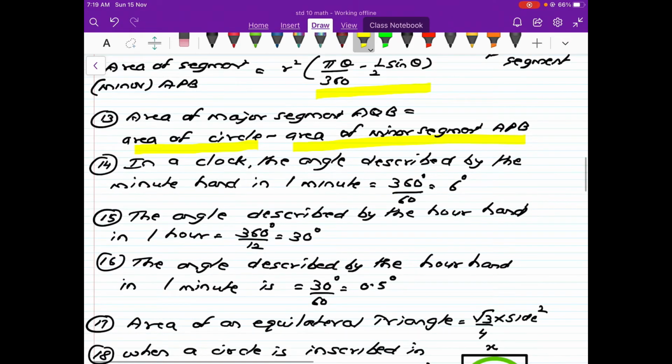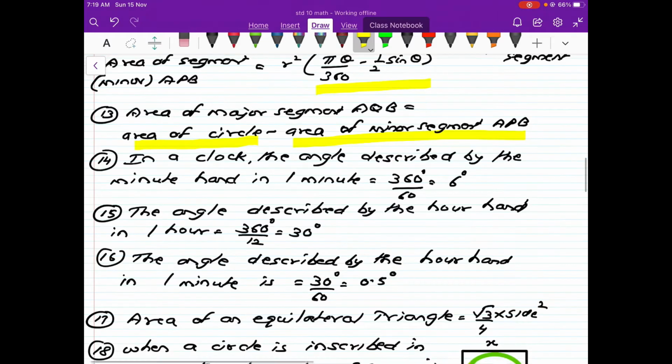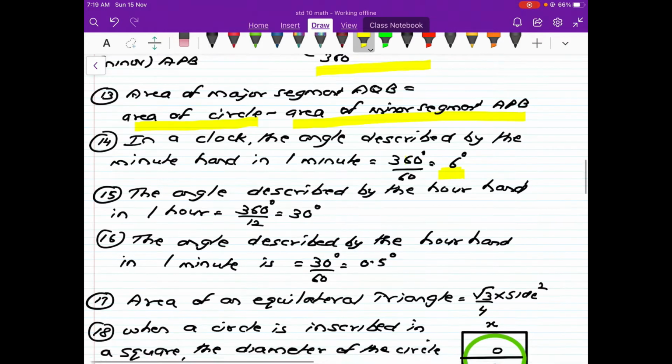Now we come to clocks. In a clock you have a minute hand and an hour hand. So the minute hand takes a full 360 degrees, one full turn, in 60 minutes. So what is the angle described by the minute hand in 1 minute? It is 360 upon 60, which is 6 degrees.